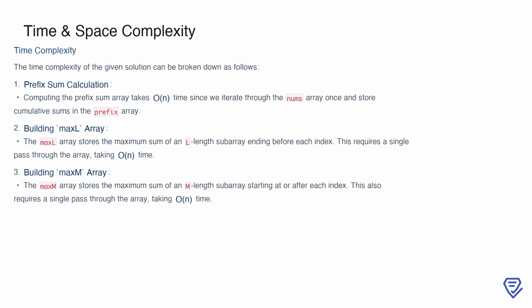To analyze the time complexity of this solution, let's start with the prefix sum calculation. Here, we iterate through the entire input array, nums, one time to compute cumulative sums and store them in the prefix array. This operation takes O(n) time since we perform a linear scan. Next, we build the maxL array, which stores the maximum sum of any L-length subarray that ends before each index. This requires another single pass through the array, which also takes O(n) time. Similarly, to build the maxM array, which tracks the maximum sum of any M-length subarray starting at or after each index, we perform one more linear pass. Therefore, the time complexity for this step is also O(n).